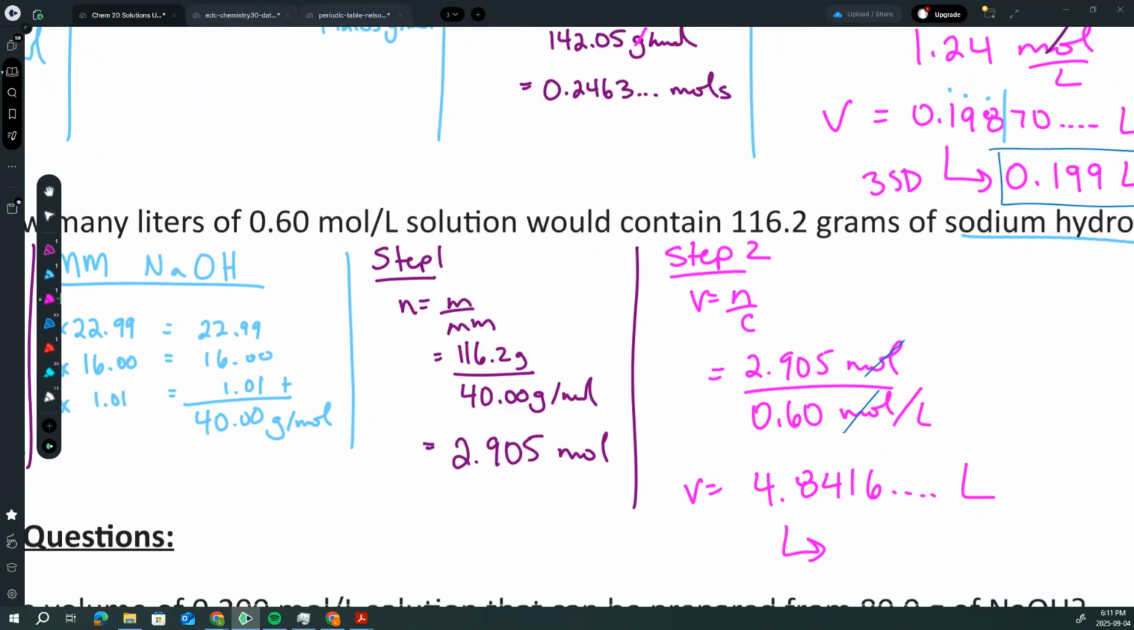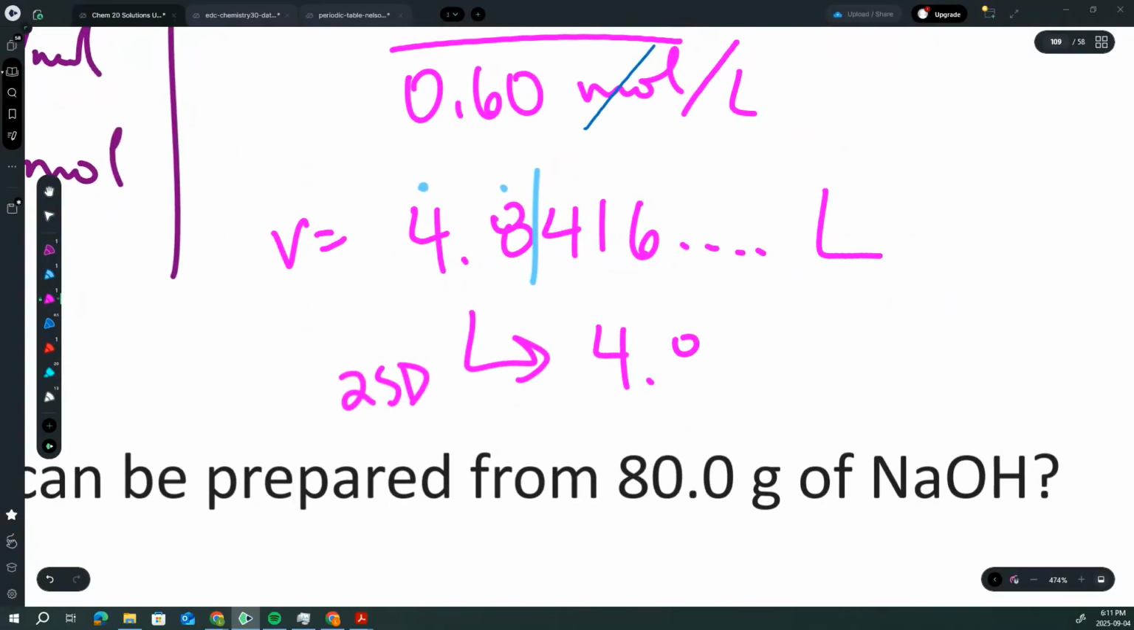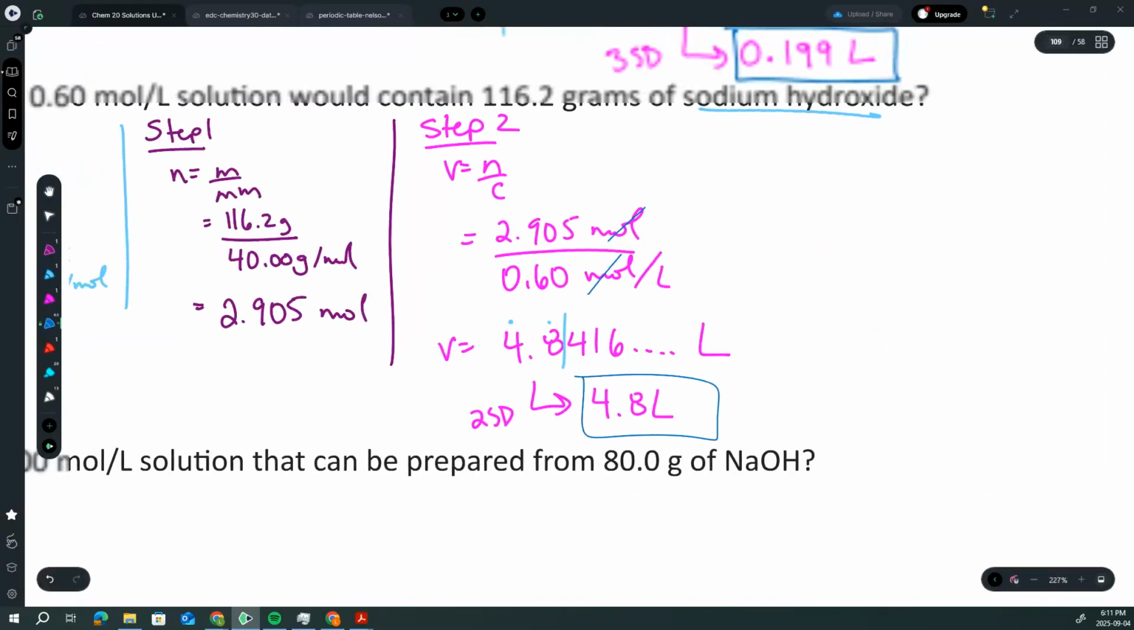And looks like this value is in 2 significant digits, whereas this one is in 4. So you always go with the least amount of sig digs. So that's why I'm going with 2 sig digs. So counting from the left, 1, 2, there's my cutoff line. So then my answer is 4.8 liters. And that's 4.8 liters of my sodium hydroxide solution.